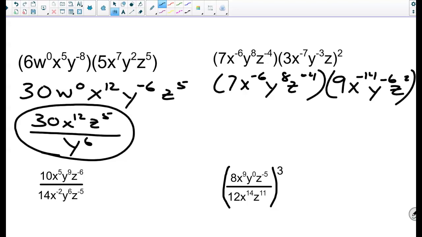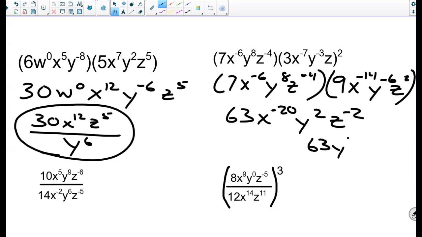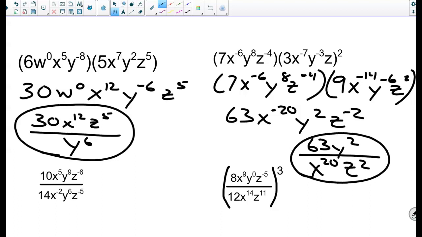And now I'm doing the same exact thing I did on the previous problem. 7 times 9 is 63. Negative 6 and negative 14 is negative 20. 8 and negative 6 is 2. Negative 4 and 2 is negative 2. And now I write my answer, 63y squared over, the negative exponents drop to the denominator, x to the 20th, z to the 7th.